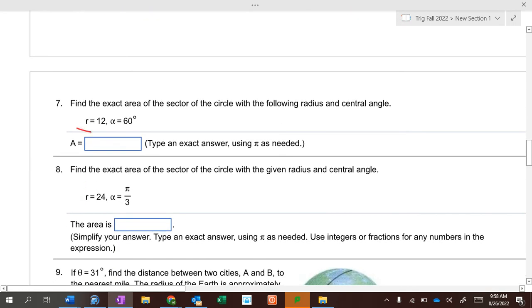Okay, sector area. What formula would I use here? Trig or geometry? Geometry, because it's in degrees. 60 over 360 times pi r squared. 60 over 360 is 1/6 times 144 pi. 6 goes into 144 24 times, I think. So it's 24 pi. Okay.